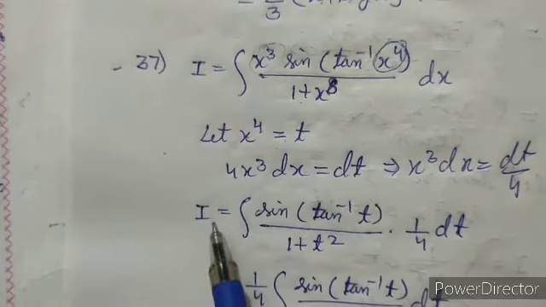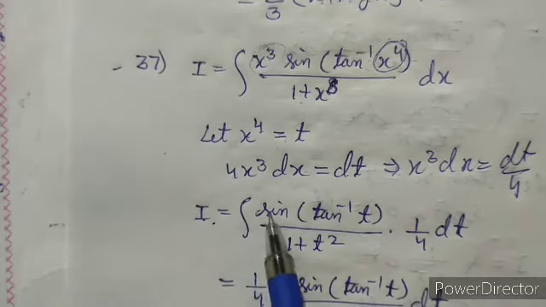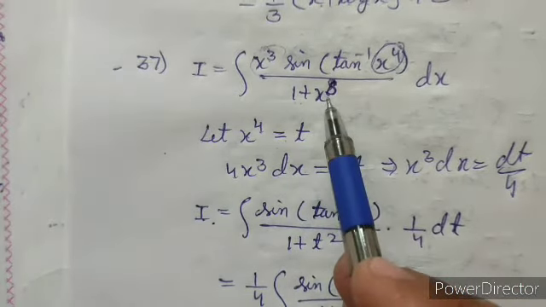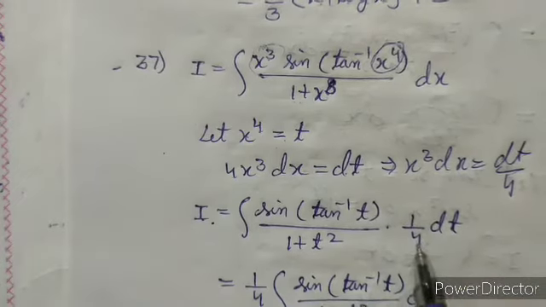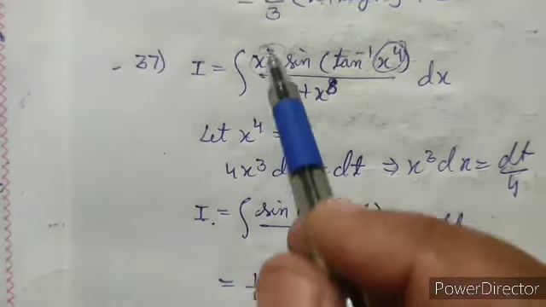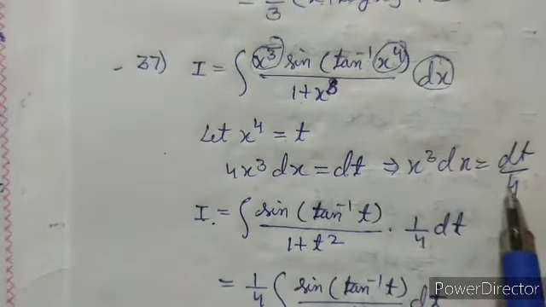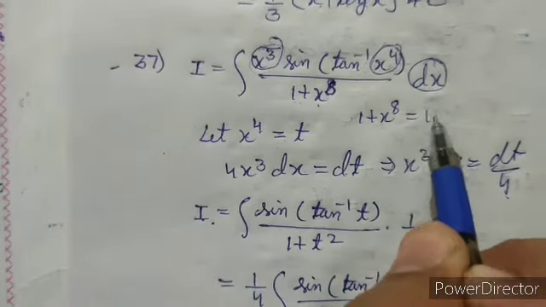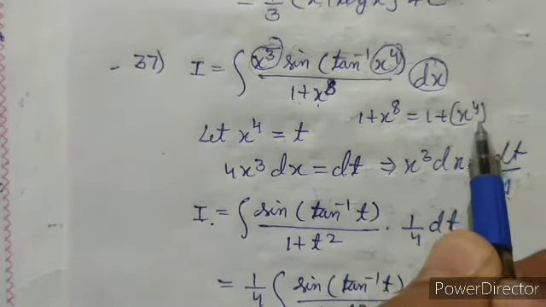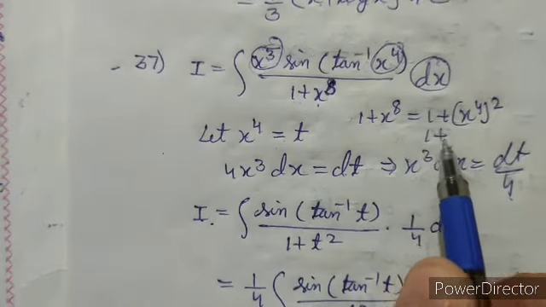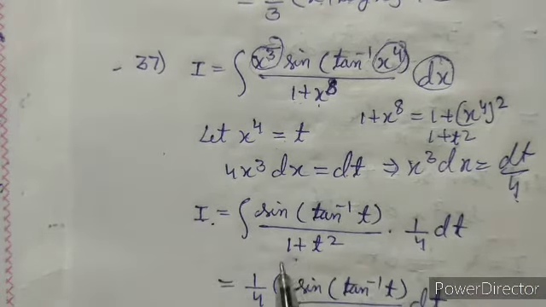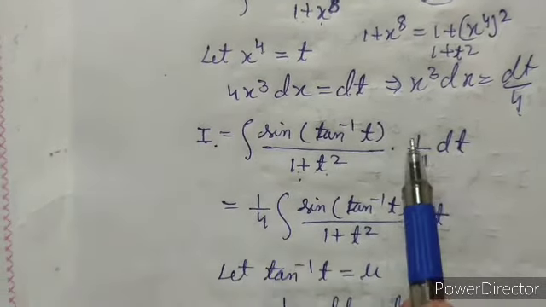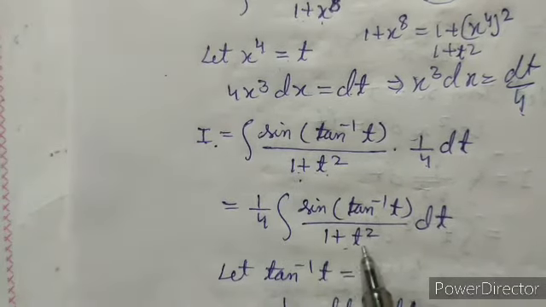So our integral will become sine tan inverse t upon 1 plus t square dt by 4, as this x cube dx was dt by 4, and here 1 plus x to the power 8 can be written as 1 plus (x to the power 4) whole square, and this will be 1 plus t square. So the denominator will become 1 plus t square. Now this will be 1 by 4 sine tan inverse t upon 1 plus t square dt.